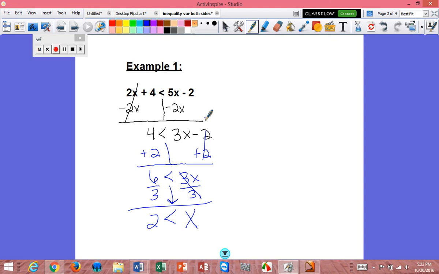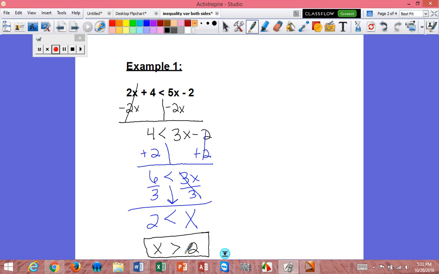Now, here's another thing that you want to make sure you do. When you get to your final solution, you need to have the variable on the left. So we want to rewrite this. I want x on the left, and I want 2 on the right. Now, keep in mind that if we were to look at this, x is greater than 2. So I want to make sure that this says x is greater than 2 whenever I rewrite it.